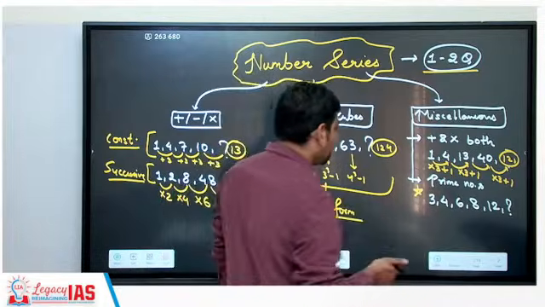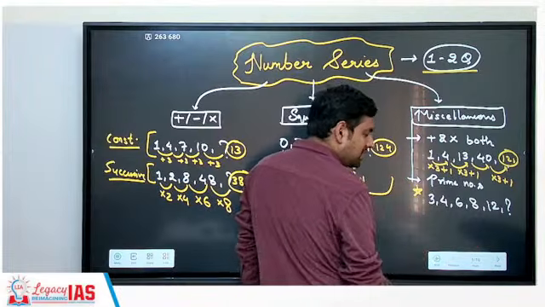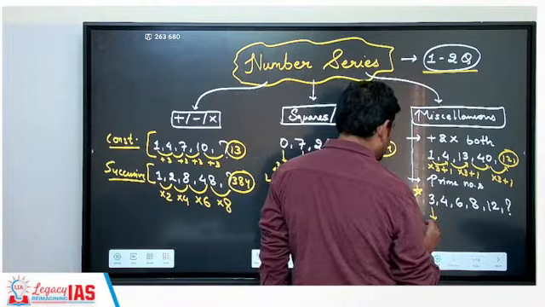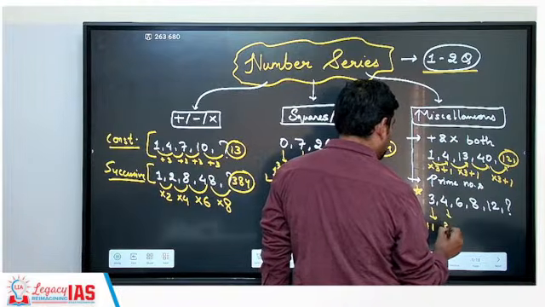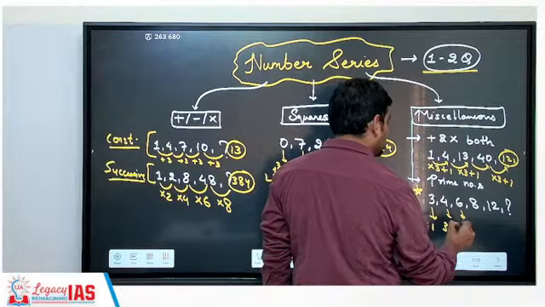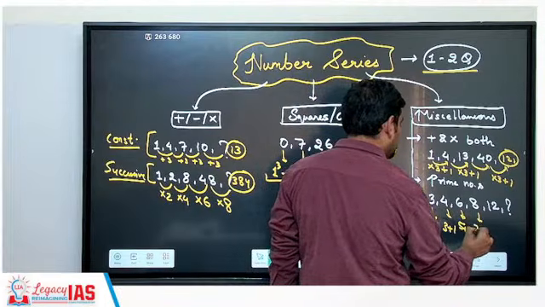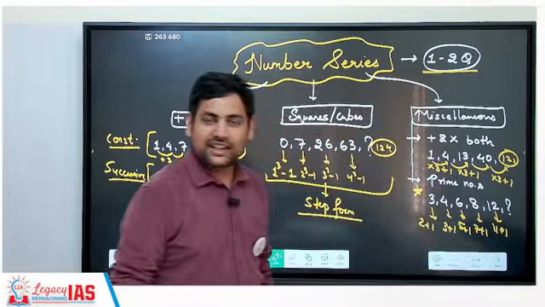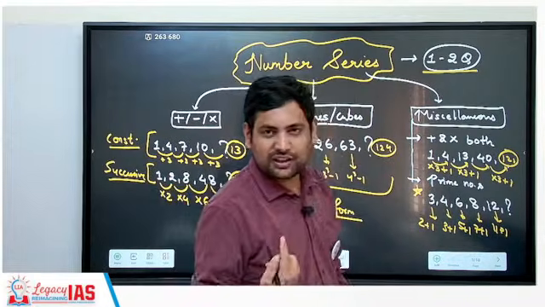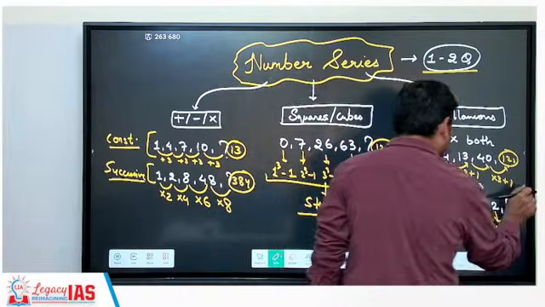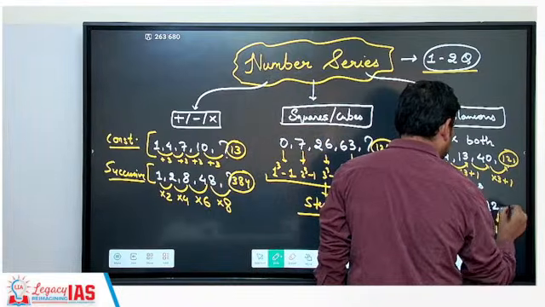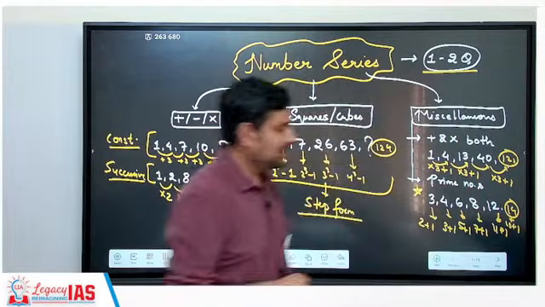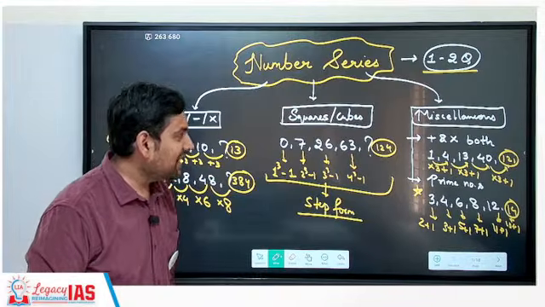Okay. Now, how is it based on prime numbers? See this. If you look, this is 2 plus 1. Next prime number 3, 3 plus 1. This is 5 plus 1. This is 7 plus 1. This is 11 plus 1. Correct. Next would be what? Next prime number is what? 13. 13 plus 1. So the answer here becomes 14, which is 13 plus 1. You understand this? Okay. Hopefully you do.